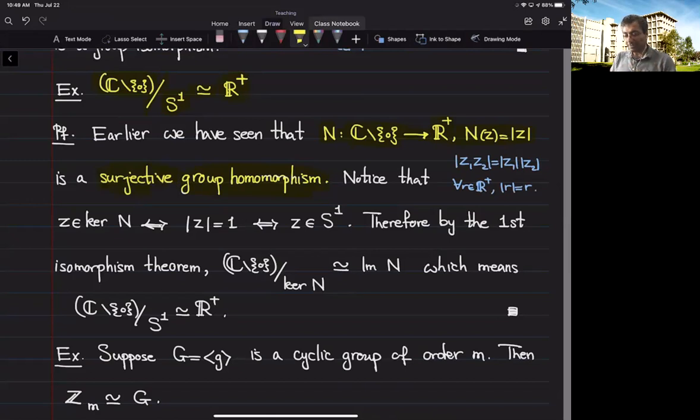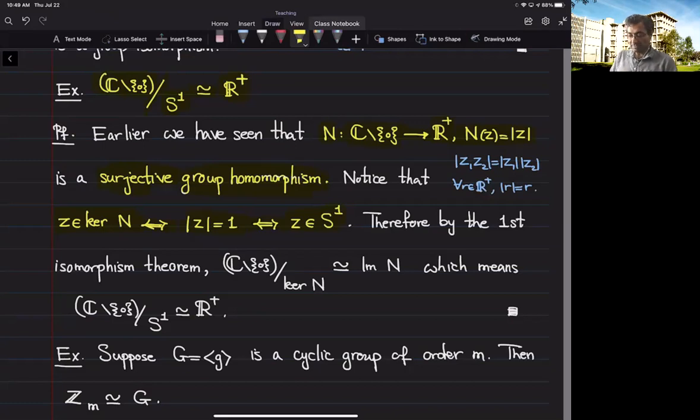How about its kernel? By definition, z belongs to the kernel of n precisely when its norm is 1. That means z is in the kernel exactly when z is in the unit circle centered at the origin, S1. Therefore, the kernel of n is S1. We understood its image, it's R plus. We understood its kernel, it's S1. Now I'm in a good place to use the first isomorphism theorem.